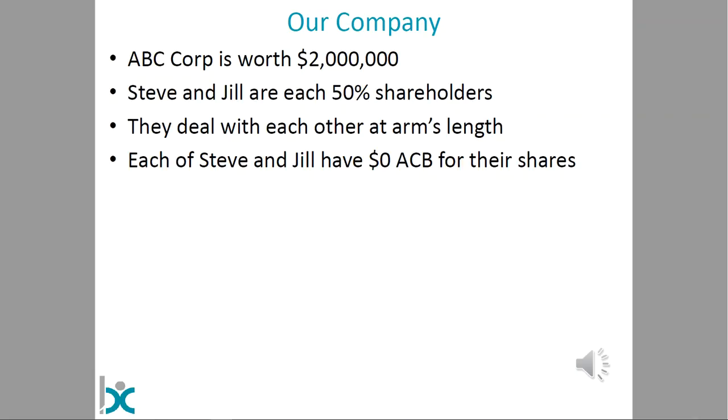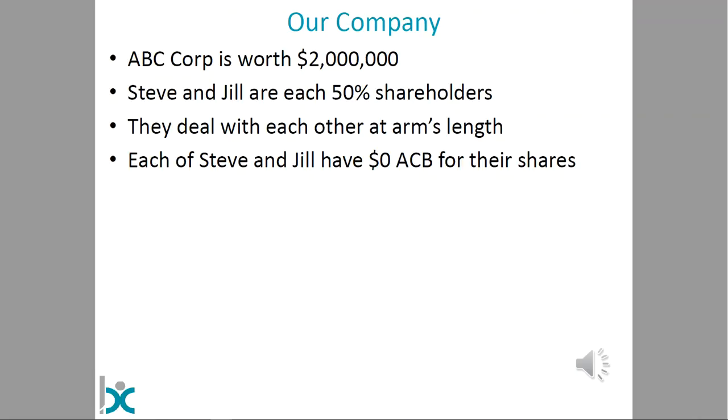We'll work with an incorporated company here, ABC Corp, although I will address some issues relevant to an unincorporated business. We'll have Steve and Jill as the only two owners of ABC Corp. Steve and Jill deal with each other at arm's length. They are not married to one another. They are not one another's child. They deal with each other truly at arm's length.